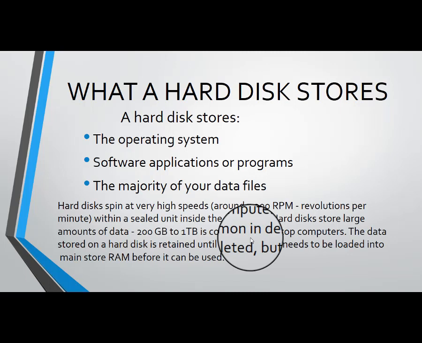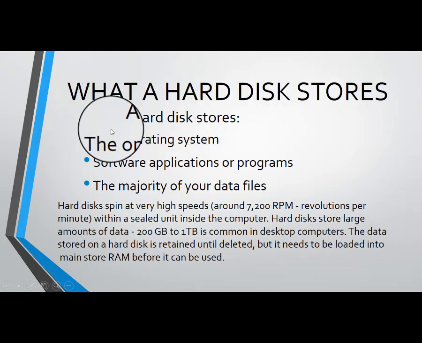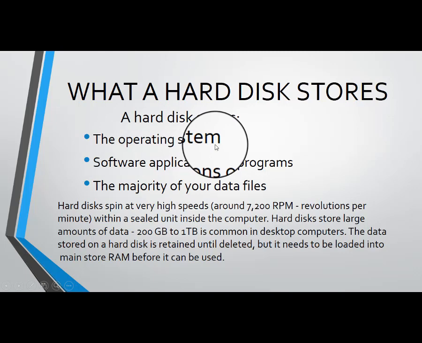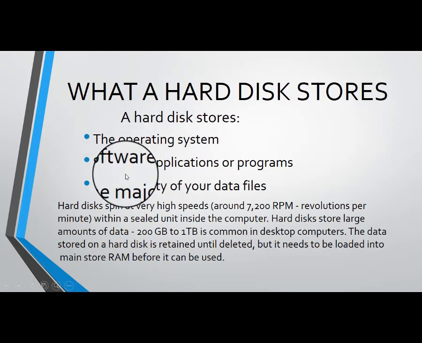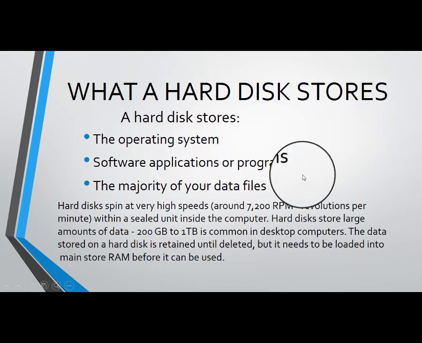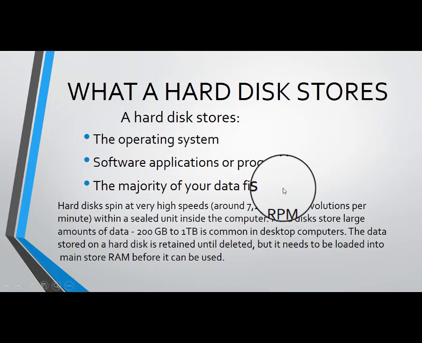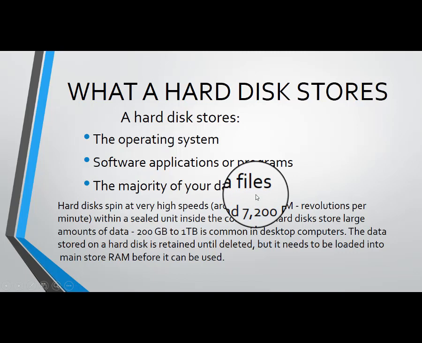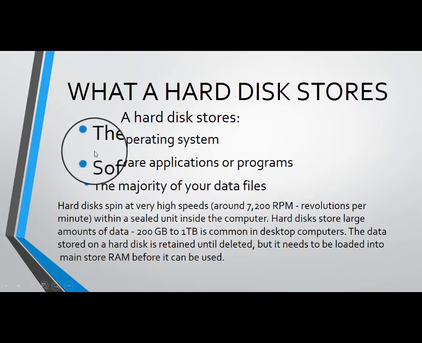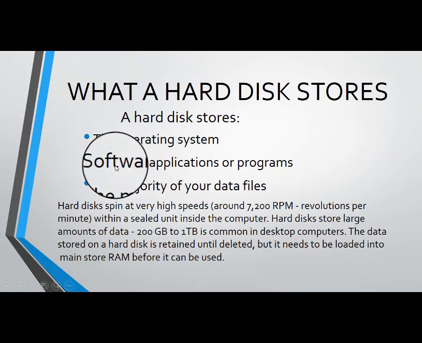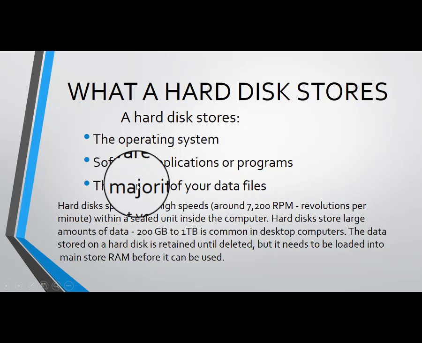Now let's look at what a hard disk stores. When you look at a hard drive, it keeps the operating system. The main function of the hard drive is to keep the operating system. Nevertheless, the hard drive should also have the software applications or programs that you use in your day-to-day life. Above all, the hard drive also has the majority of your data files. Like I said, your pictures, your music, your everything is kept in the hard drive. So the hard drive has three main duties: one, to keep the operating system; two, to have your software applications or programs; then to keep your files.